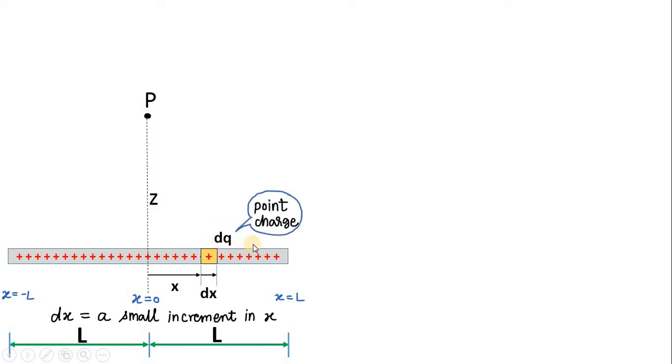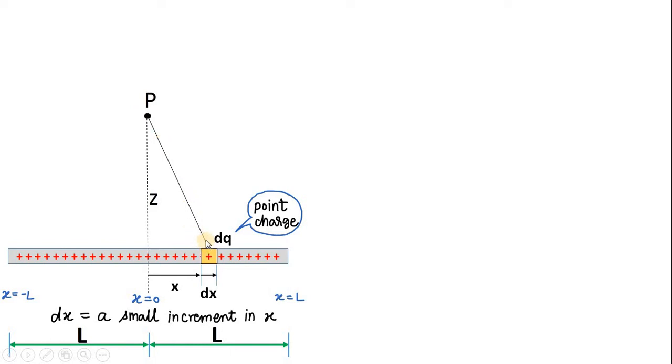Now, can we consider this as a point charge? Of course, you see it's a very small length dx, and the rod is also thin. So the height of the rod is negligible, very small, and the length dx is also very small. So this charge dq contained here can be treated as a point charge. Now using Coulomb's law, for a point charge the electric field is kq by r square. So that is the basic philosophy here. So let us use this point charge to find the electric field at point P.